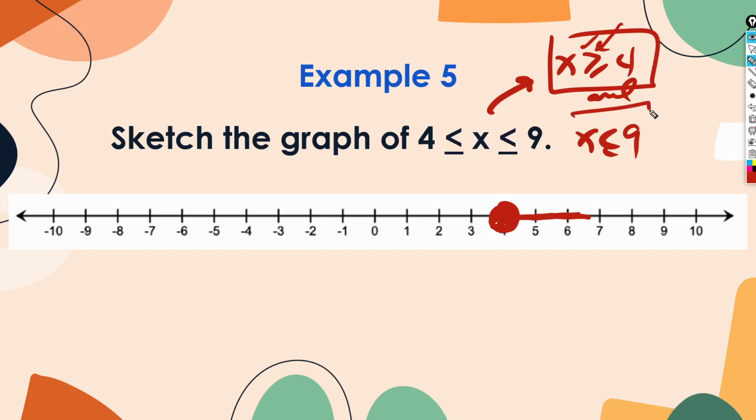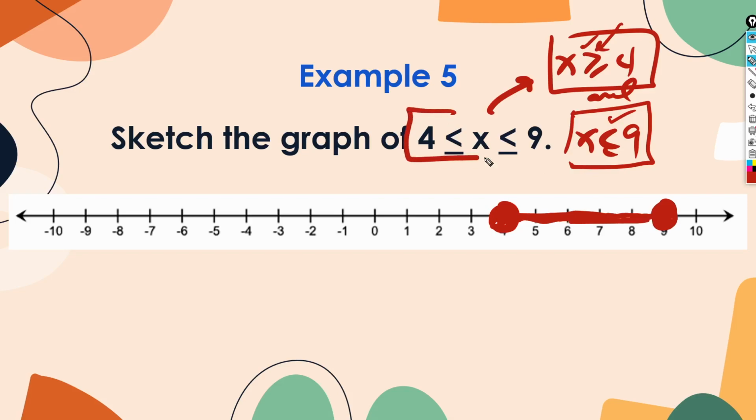I look at the second part. X is less than or equal to 9. Asa si 9? Ito. Kasama ba si 9? Yes pa rin. Solid pa rin yan ulit. Okay? And then, less than or equal to 9. Now, I'm going the opposite direction papunta rito. And again, you can imagine, magmi-meet yan na ganyan. Etong nasa gitna kasi ang tinutukoy natin.